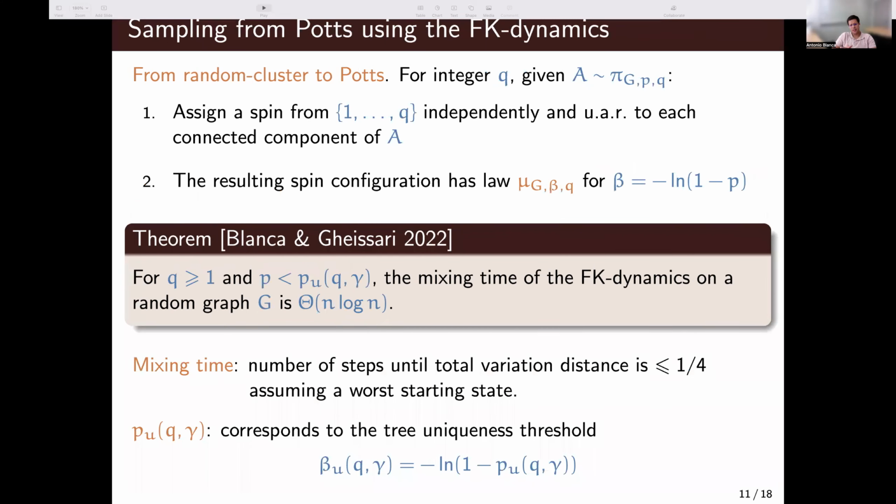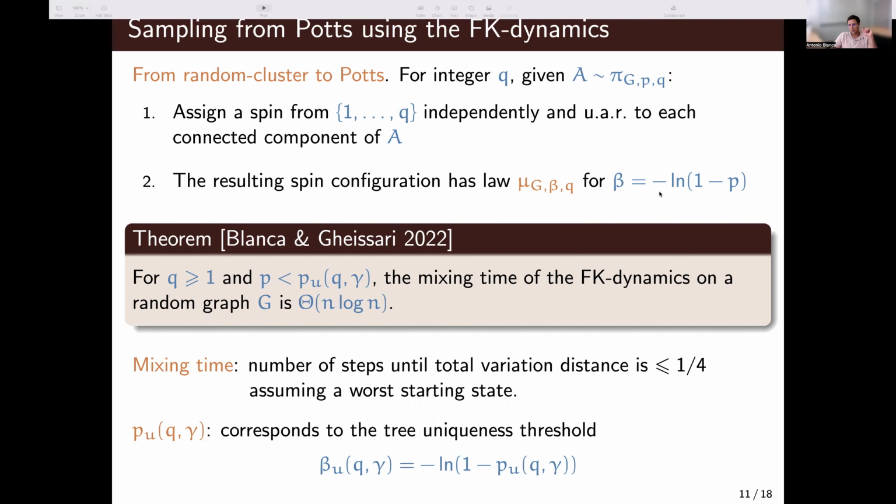The reason that this is a relevant Markov chain for the Potts model is that if we can draw a sample from the random cluster distribution using, say, the FK dynamics, then we can very easily transform it into a sample for the Potts distribution. This is done by simply getting the edge set and then assigning a random spin independently to each connected component of the configuration, forgetting the edges, and that gives you a spin configuration. And it's not hard to show that this is a configuration from the Potts distribution for a beta that is related to P like it's shown here.